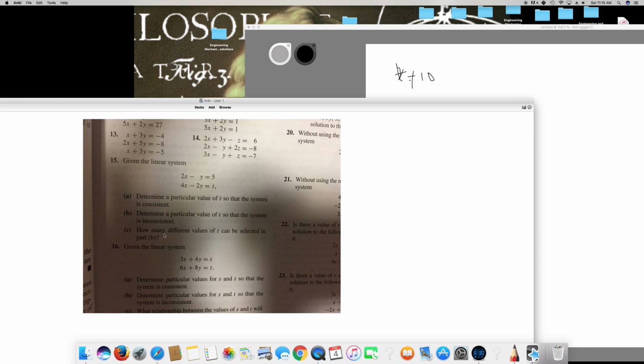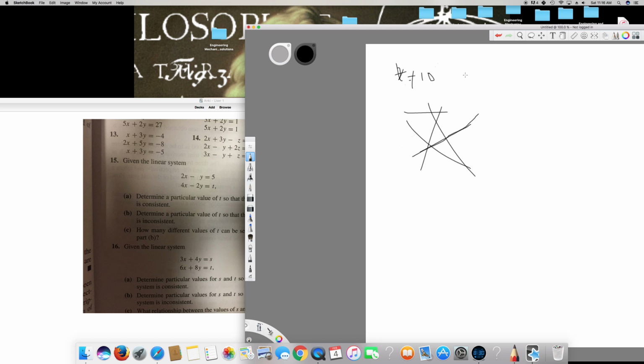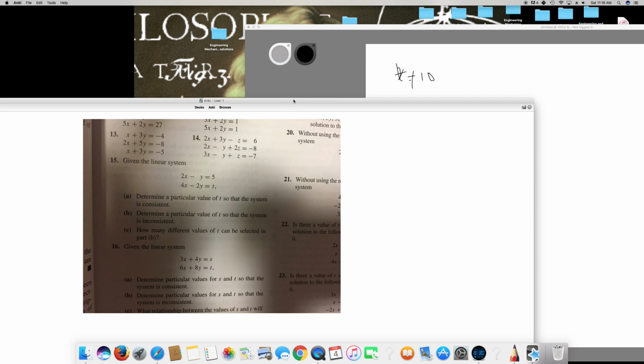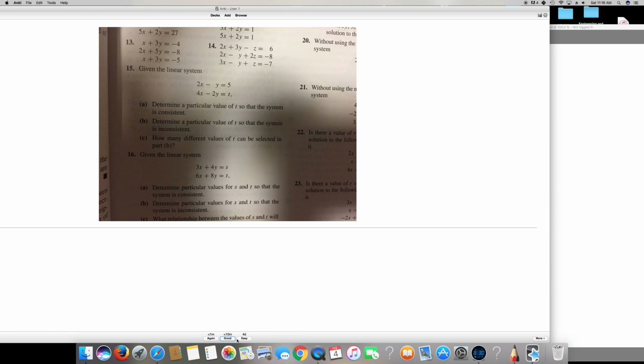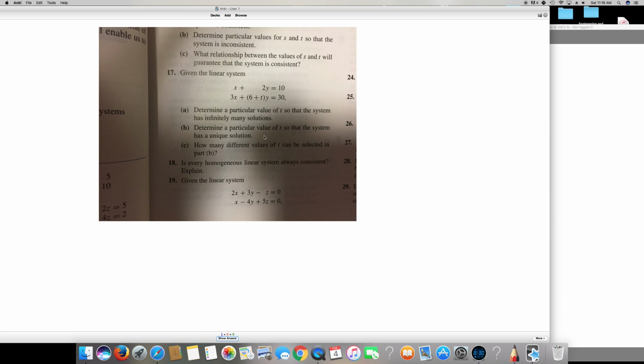So the third question is asking how many different values of t can be selected in part b. So it's infinitely many. Except 10, you can choose any number. So infinitely many solutions this system has. So that is the answer for this question. The next question is 70.